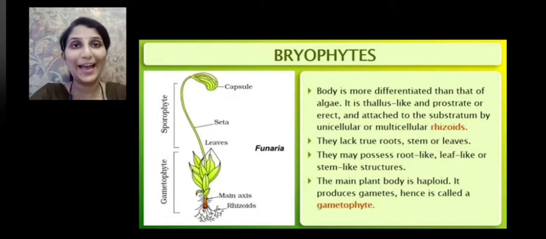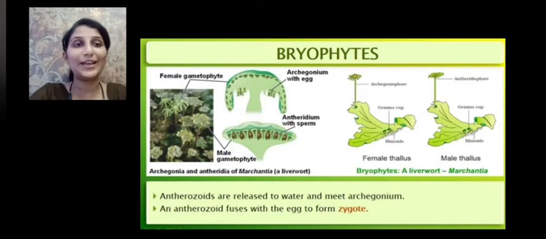What do you mean by haploid? Haploid and diploid refer to the number of sets of chromosomes present in them. If two sets of chromosomes are present, we call it diploid. But if only one set of chromosomes is present, we call it haploid. It is represented as 1N. So the function of this haploid plant body is to produce gametes. Hence, the plant body which produces gametes is called a gametophyte. So the plant body of the bryophytes is called the gametophyte.